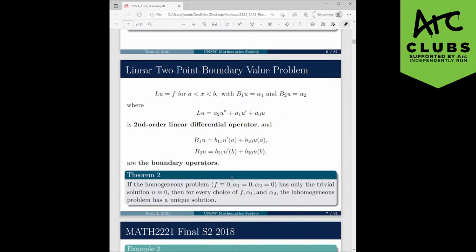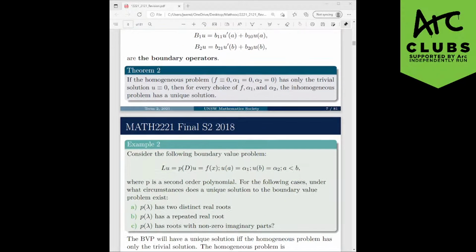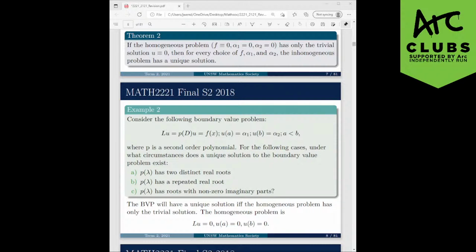You come across one of our first valuable theorems. If you have a homogeneous problem, so if your LU equals F, if your F happens to be 0, your boundary operators, the alpha 1 and alpha 2, both go off to being 0. That will be a homogeneous problem, and if it only has the trivial solution, which is of course just U being 0, then for your inhomogeneous problem, which is just a general inhomogeneous problem, it will have a unique solution for every F, alpha 1 and alpha 2, no matter what they are. That's a pretty powerful theorem. Definitely remember that one.